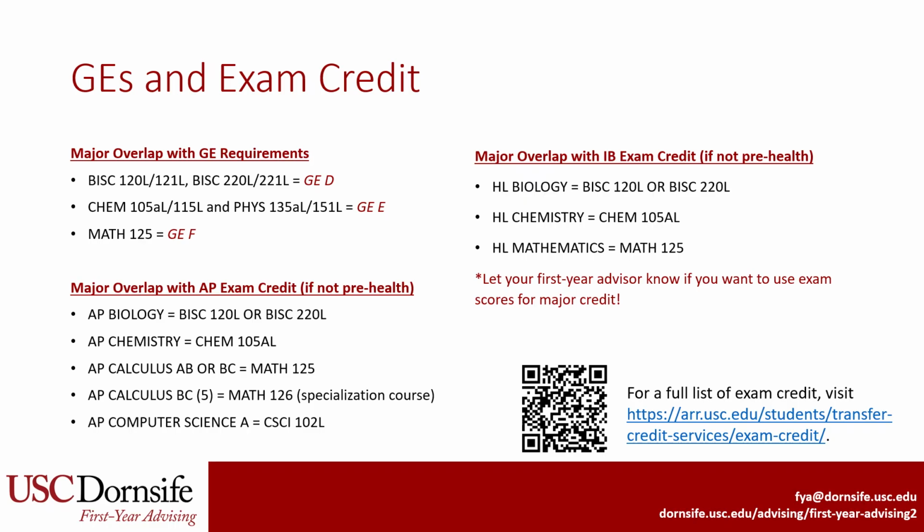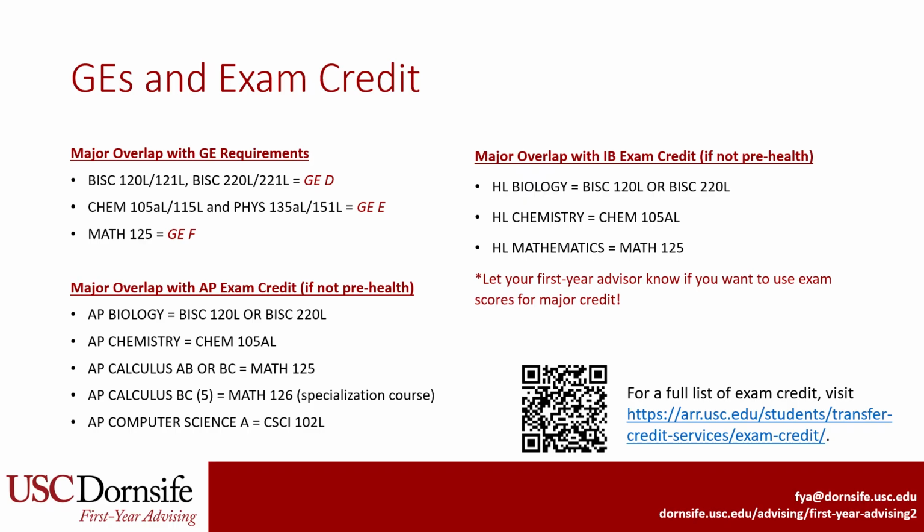For the QBio major, a 4 or 5 on AP Biology can be used to satisfy either BISC 120 or BISC 220. Most students will use it for BISC 120, but we recommend looking at the syllabi for both classes to see which one is more similar to the content of your AP class. A 4 or 5 on AP Chem can give credit for Chem 105A. A 4 or 5 on AP Calc AB can earn credit for Math 125, as can a 4 on Calc BC. A score of 5 on AP Calc BC can provide credit for both Math 125 and 126.